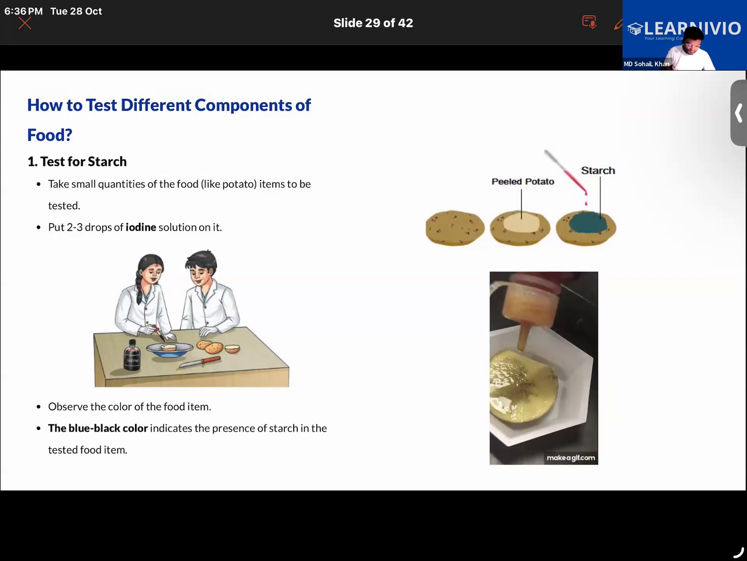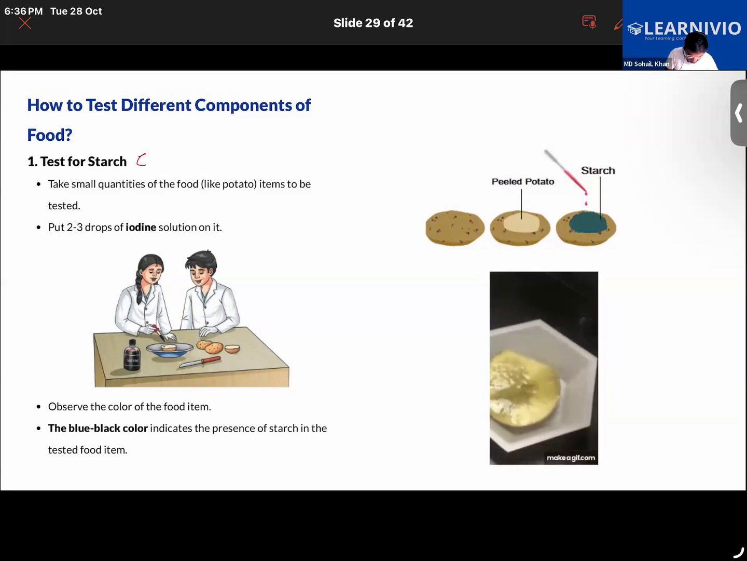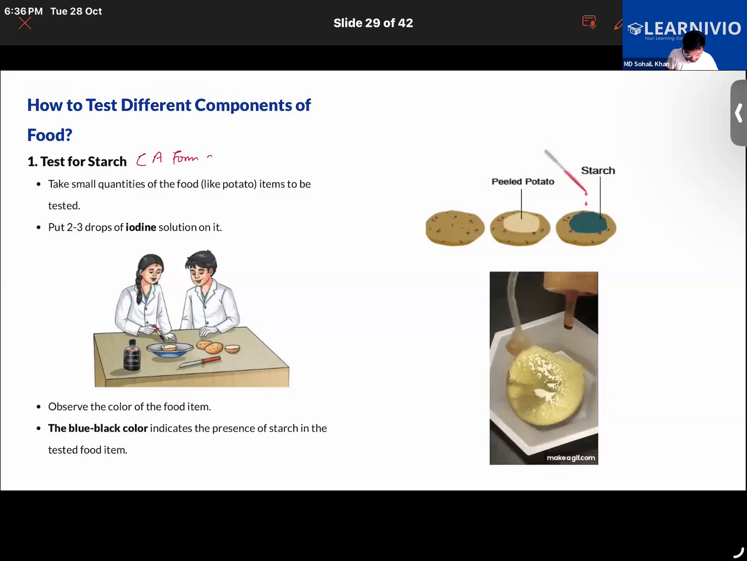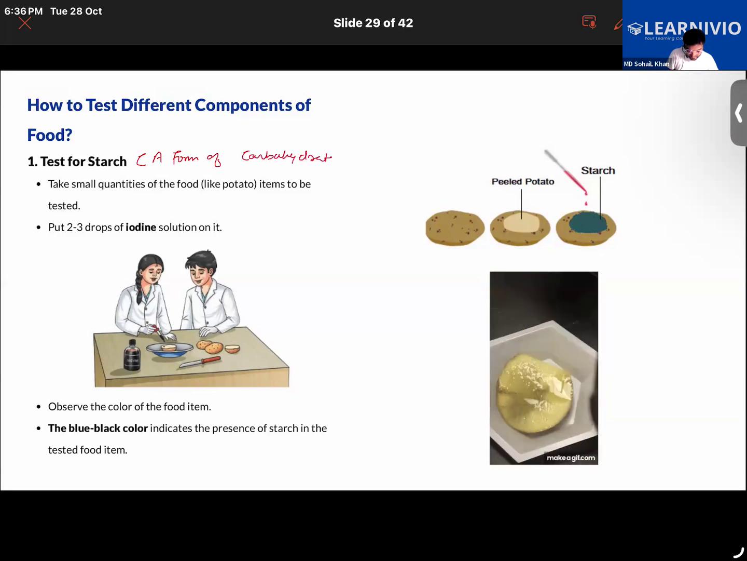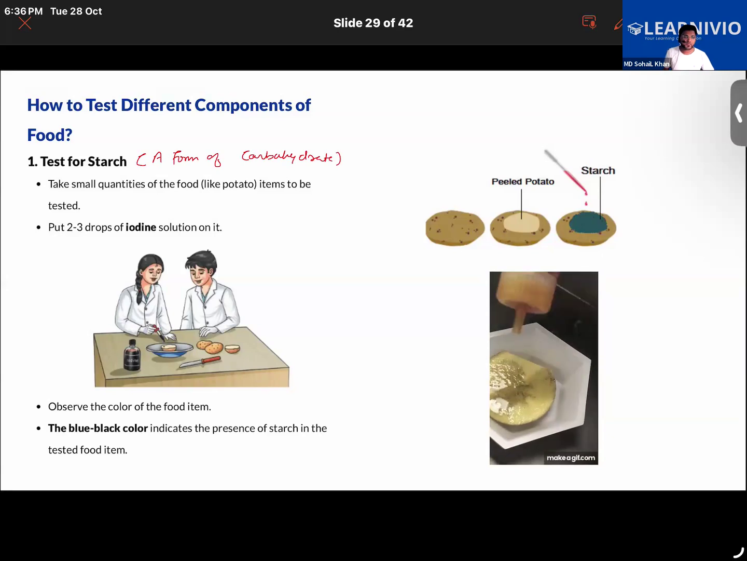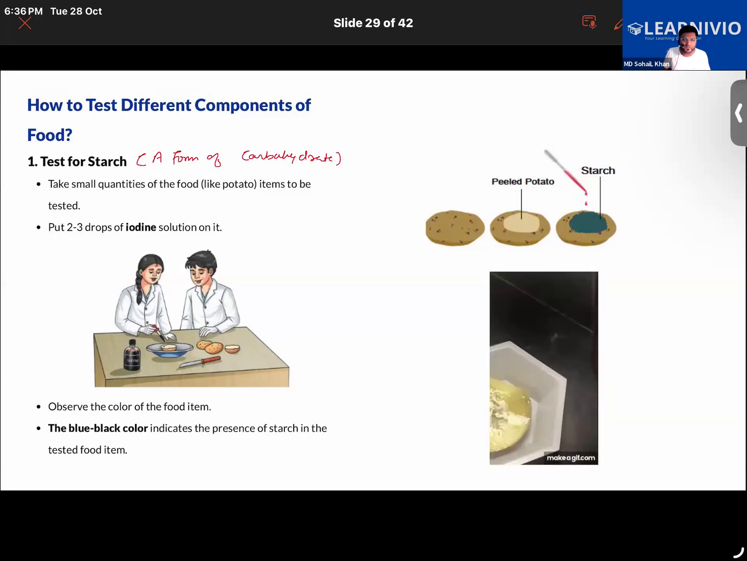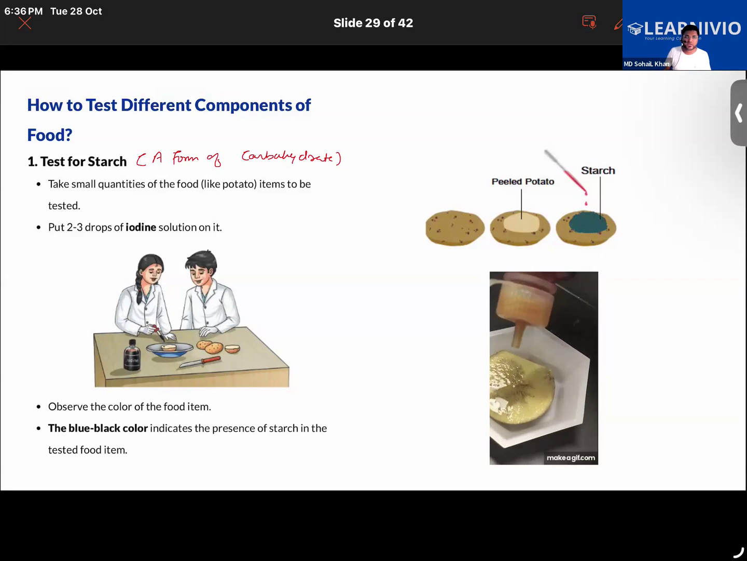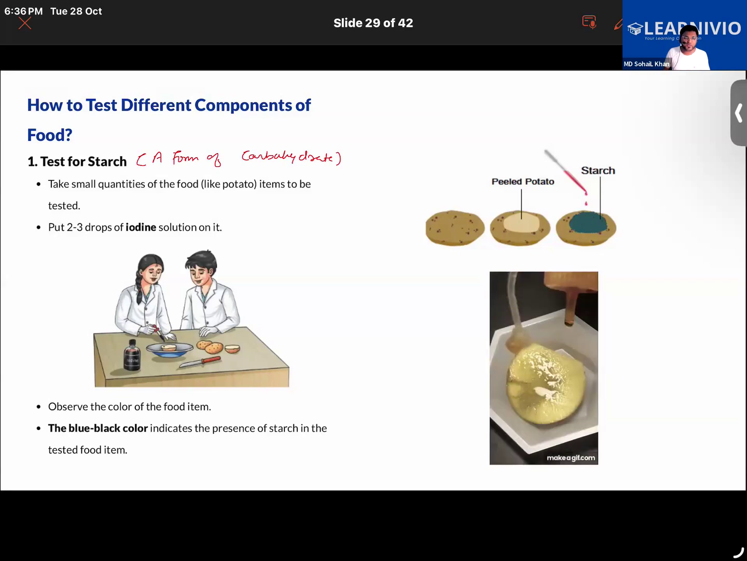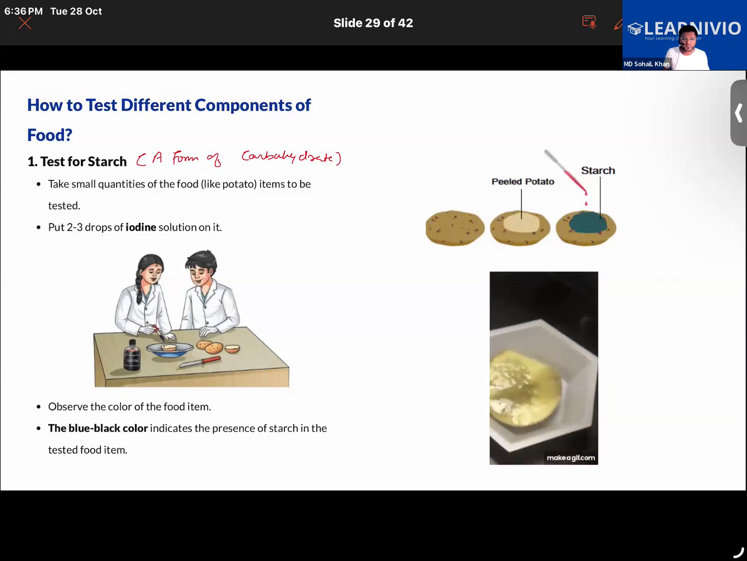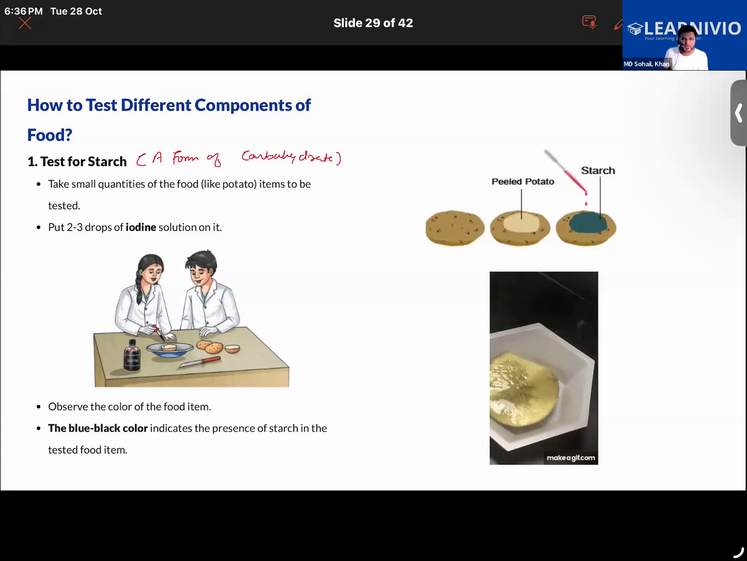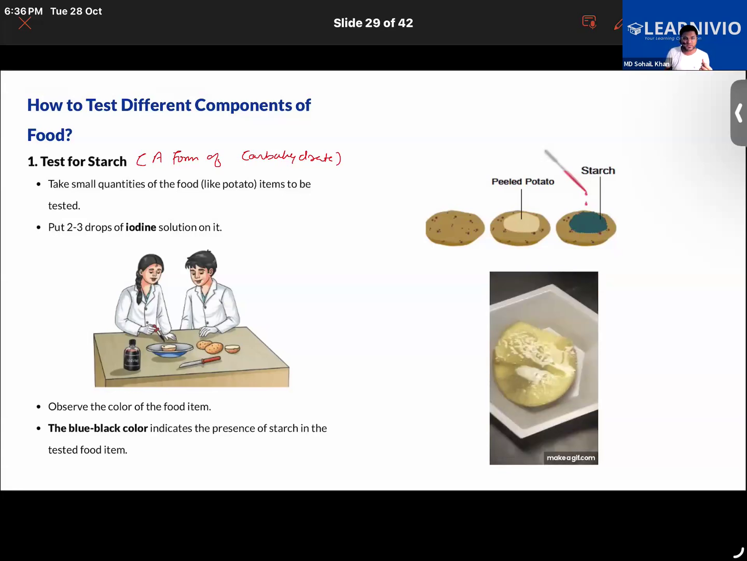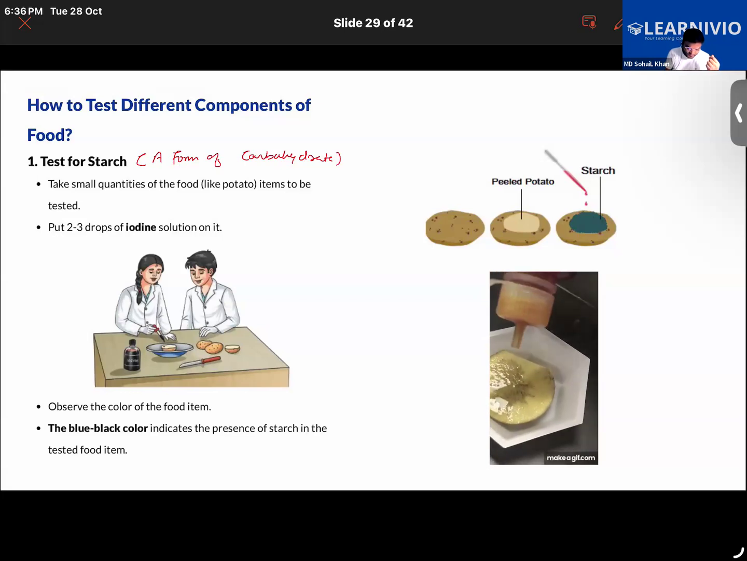Talking about starch, it is basically a form of carbohydrate, which is found in different kinds of food items. Particularly, potato contains a rich amount of starch. Other than potato, many food items contain starch, like wheat, bread, pasta, rice, etc. They are a rich source of starch.